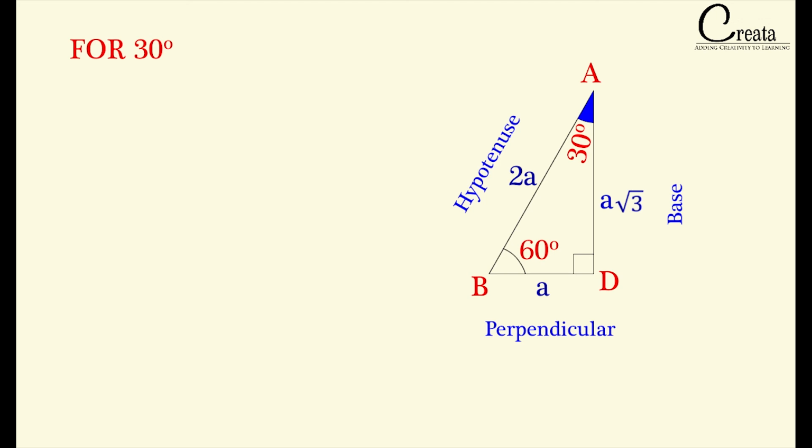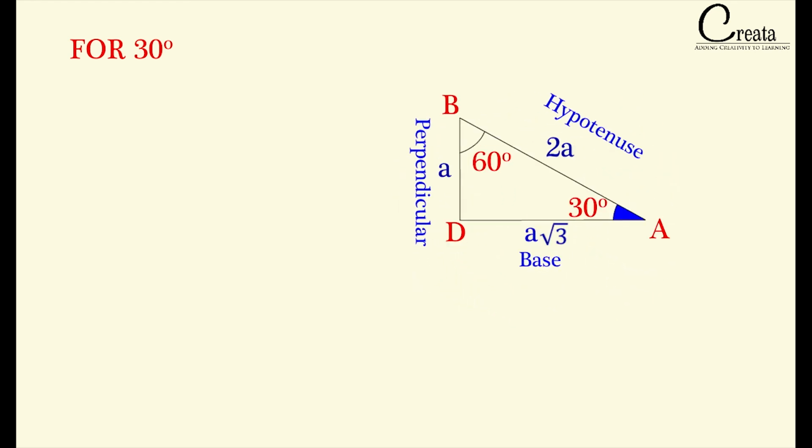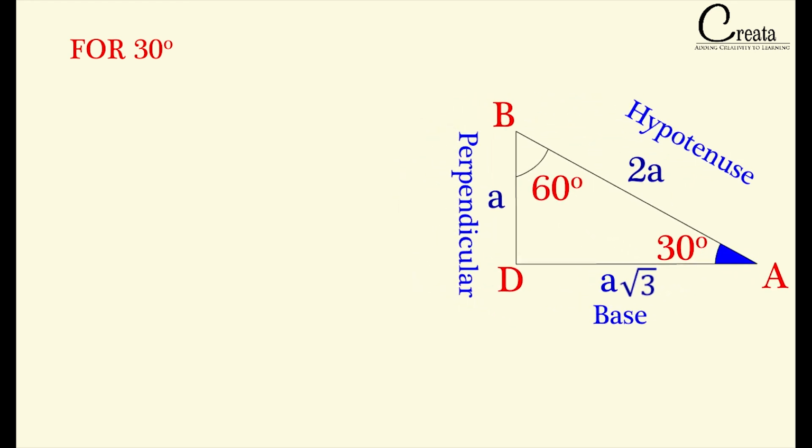Let's rotate the triangle for more visual clarity. Side BD is now perpendicular with respect to angle 30°. Side AD is base with respect to angle 30° and side AB is hypotenuse. Okay, got the visualization? Now let's move to trigonometric ratios.